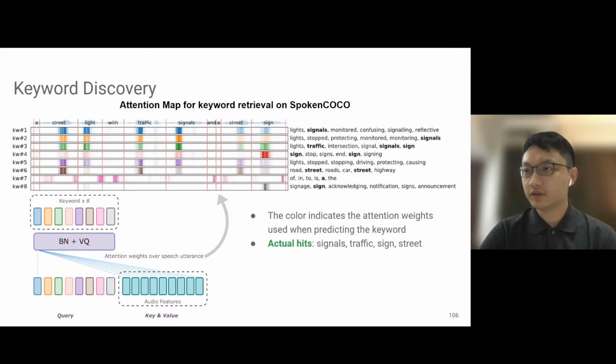The words listed on the right are the subwords sorted in decreasing cosine similarity calculated with the selected keyword embedding. So for example, let's look at keyword 4, the red one on the attention map. The color on the spoken word "sign" has the largest weight. As a result, our model predicts the subword "sign" in the first place. From this result, we show that sometimes our model can retrieve actual hits on keyword discovery.